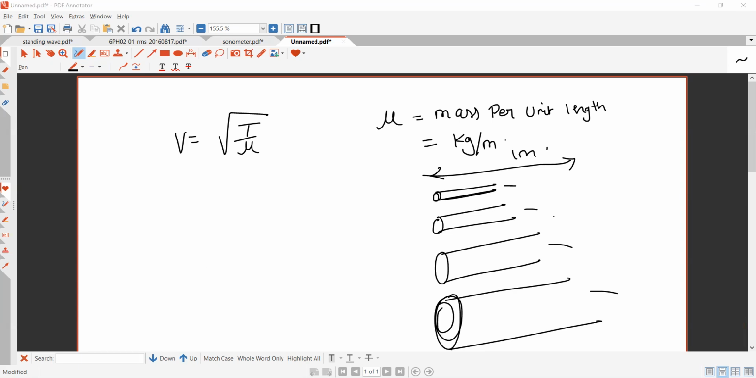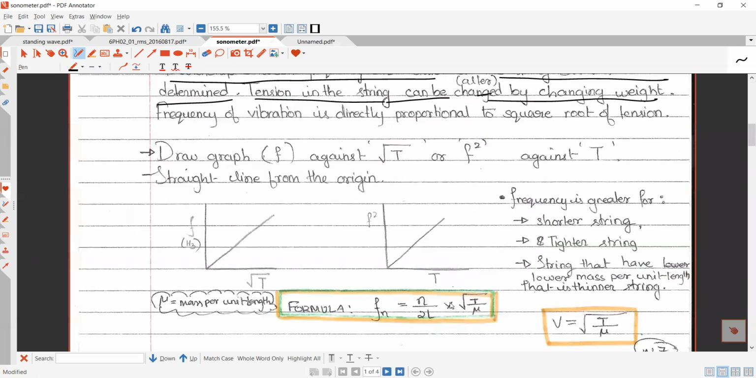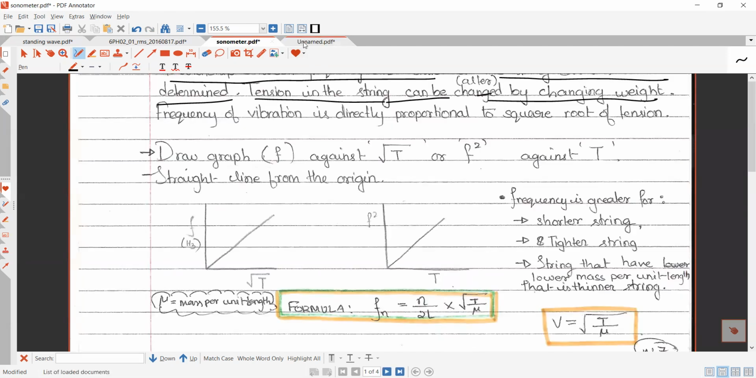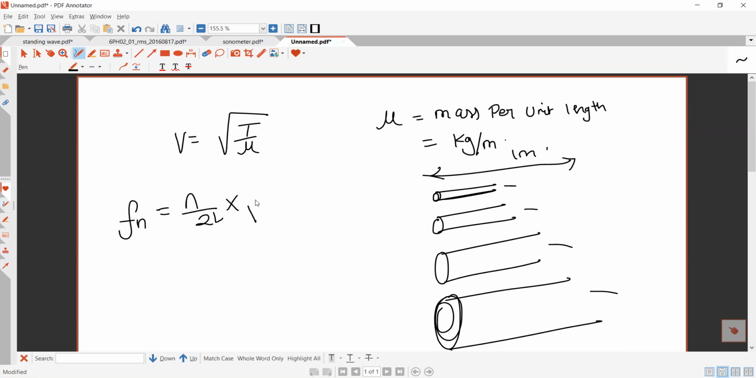There is another formula you have to know: the fundamental frequency equals 1 by n. Okay, 1 by what? n by 2l, my bad. n by 2l. Fundamental frequency is equal to n by 2l into root of T by mu. I will now teach you how to derive this equation. I'll teach you guys how to derive it.